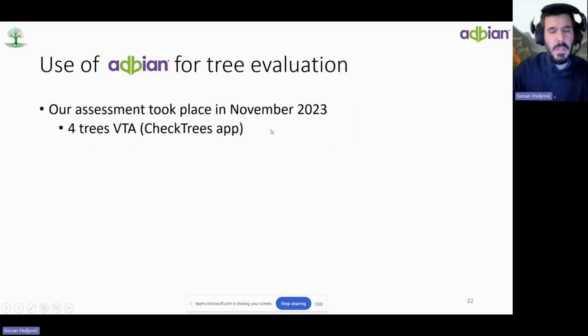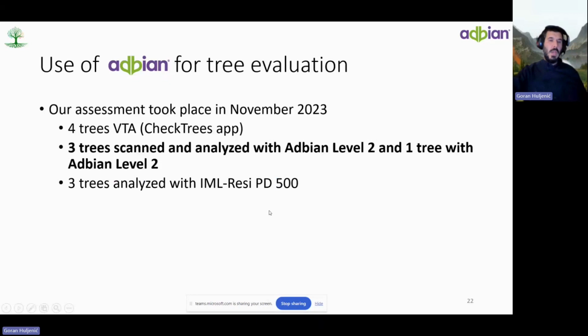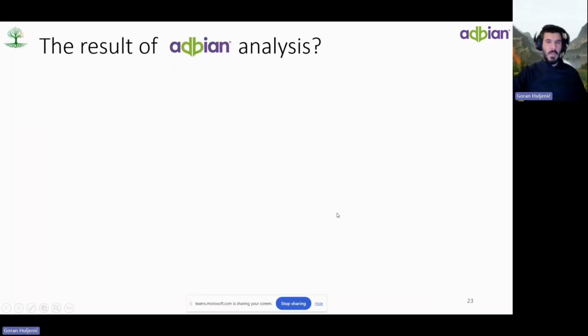Our assessment took place in November 2023, and we did VTA on 4 trees, which we recorded in the Check Trees app. 3 trees were scanned and analyzed with Adbian level 2, 1 with Adbian level 3, sorry, and 1 tree with Adbian level 2. And 3 trees were also analyzed in the stem with EML Resi PD 500. This was the request from the horticulture company of the City of Zadar.